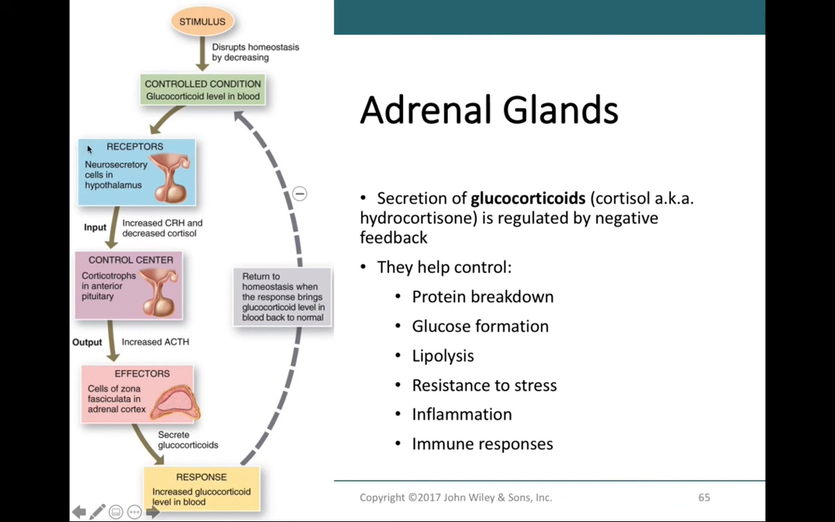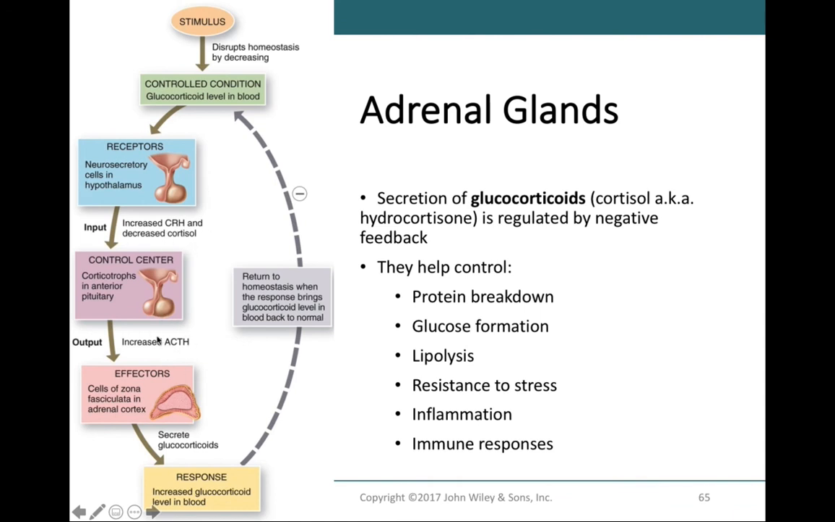And the hypothalamus is then in turn going to release corticotropin-releasing hormone. Then corticotropin-releasing hormone is going to make its way down to the corticotrophs. That's our group of cells found in the anterior pituitary gland. And then the anterior pituitary cells, the corticotrophs, are going to release adrenocorticotropic hormone in response to corticotropin-releasing hormone, as well as a decreased amount of cortisol in the blood.